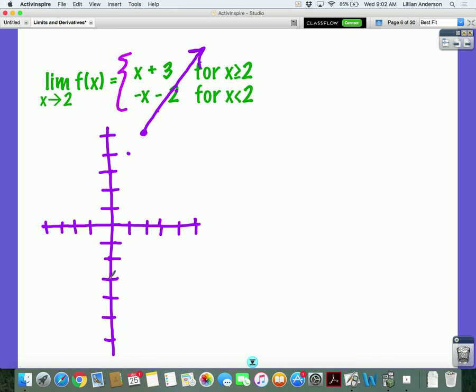We go up 1 and to the left, up 1 and to the left, or we could go down 1 to the right, down 1 to the right, down 1 to the right. But for this one, I want only the x values that are less than 2. So I go to 2, open circle or closed circle? Open, and it's everything less than, so it's all of these values going this way.